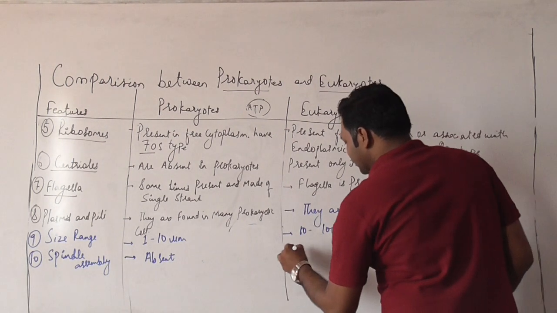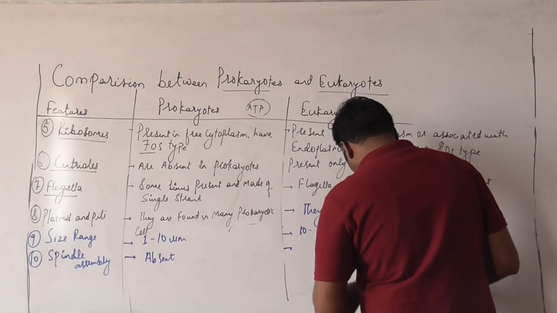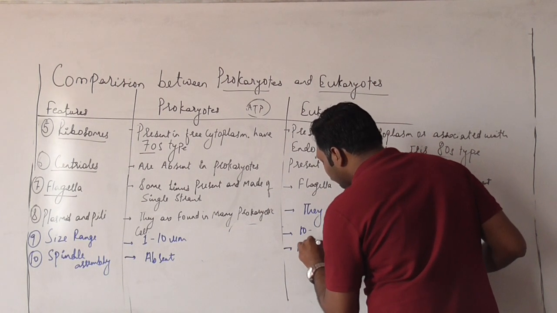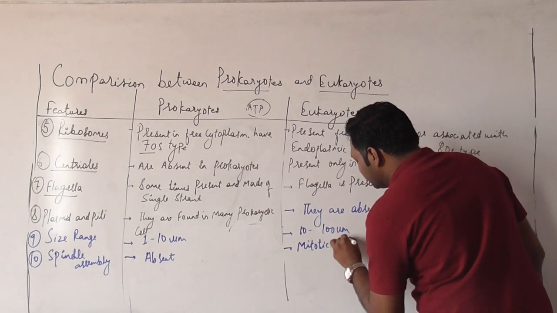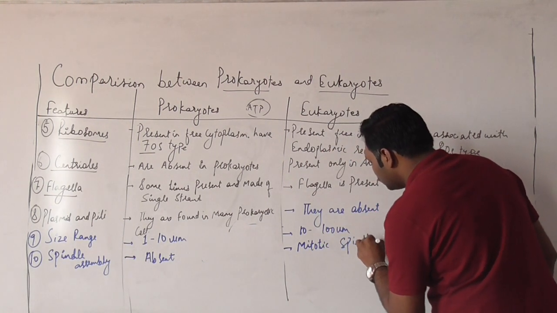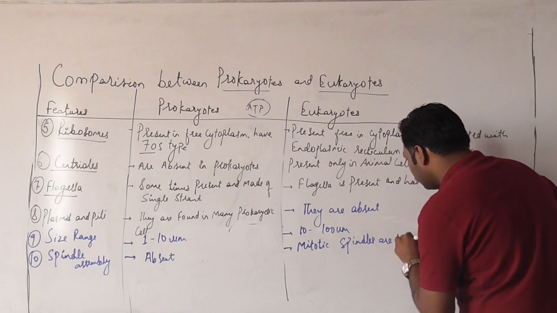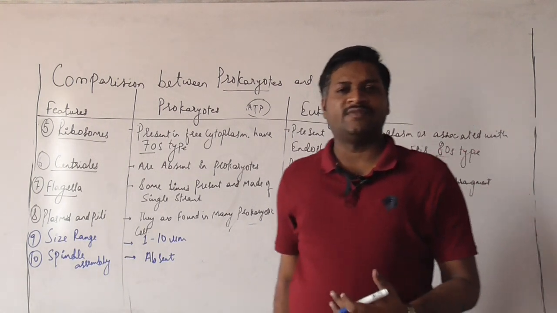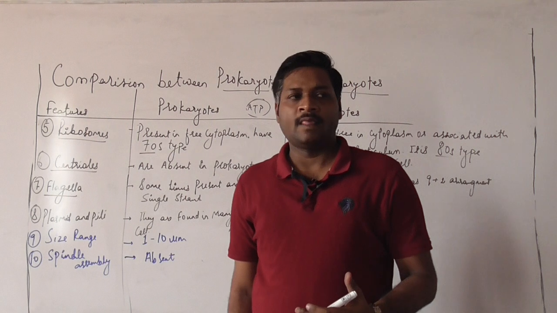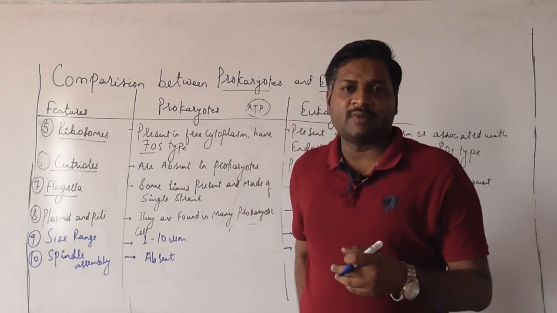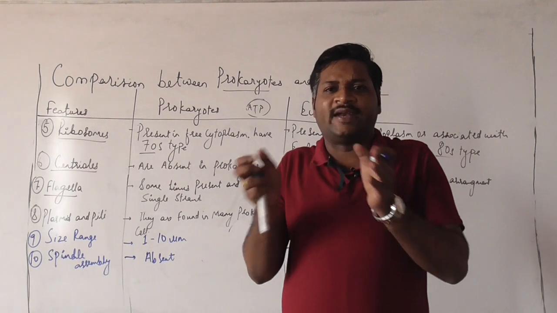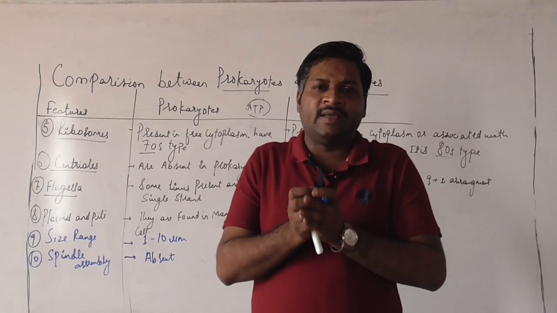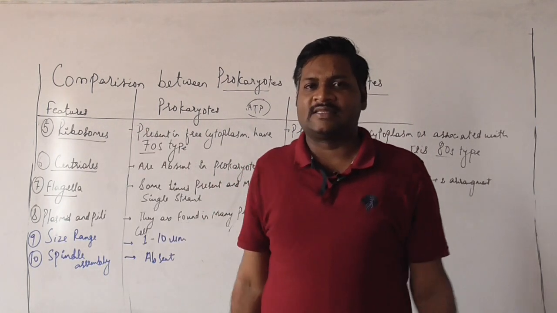Next, in case of the eukaryote, mitotic spindles are formed. What does mitotic mean? Mitosis is a type of cell division which is called equational cell division. Equational means the chromosome number will be equally distributed. Like we have 23 pairs of chromosomes, right? Those 23 pairs will be equally divided into two daughter cells from one cell.